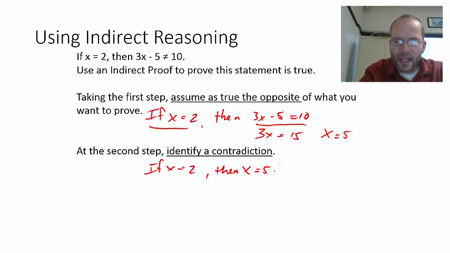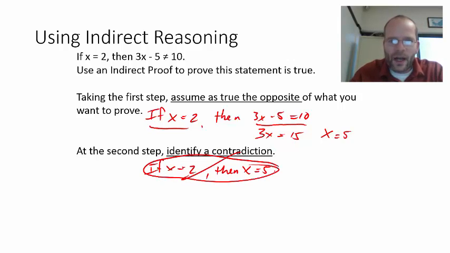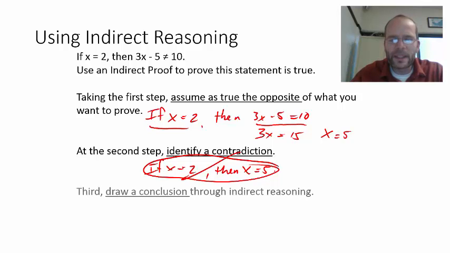Yes, it's a patent contradiction. It's obvious on its face. That can't be true. So our assumption led to a contradiction. What do we conclude then? We conclude that the only other possibility is true. If x equals 2, 3x minus 5 does not equal 10. So we've proved what we set out to prove. Let's take a look at another example.